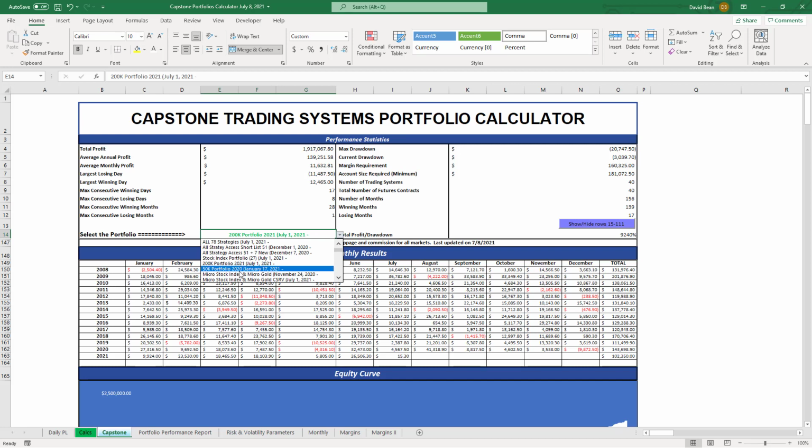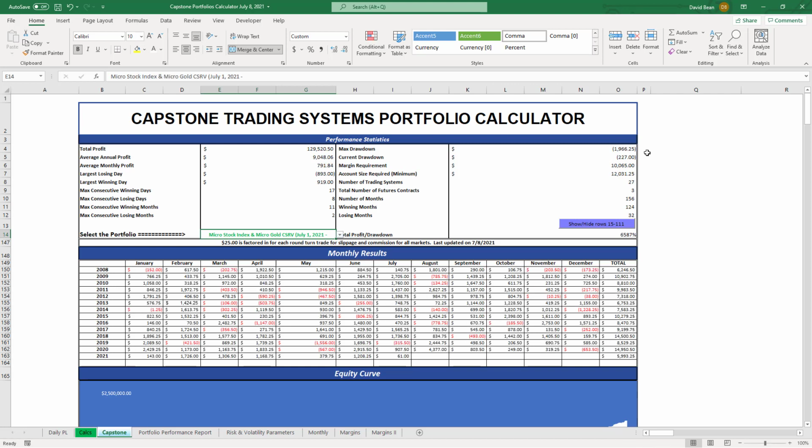And also the micro stock index and micro gold portfolio conservative. It decreases the drawdown by $11. This is 1977.25. So this is not significant. This update is not significant in my opinion overall. This number is 65.87, and before it is, I think it goes up a little bit, 64.93. Not significant. Drawdown goes down a little bit.